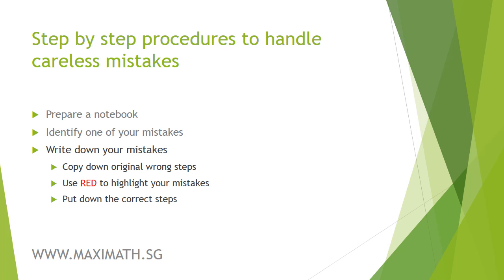After understanding the mistake, the next step is to write it down in a clear way. You need to first copy down your mistake, following exactly the way it appears, because this is a step we tend to follow. And then use a different color to highlight the mistakes. After that, you should write down the correct one and show some contrast. Let's see how this can be done.